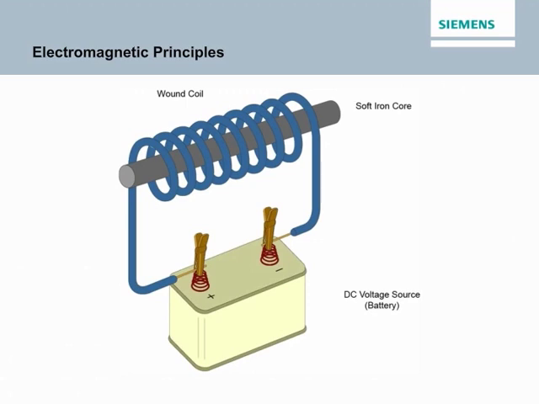Magnetic contactors utilize basic electromagnetic principles. To understand these principles, consider a simple electromagnet fashioned by winding a wire around a soft iron core and connecting the coil to a DC voltage source. Current flowing through the wire temporarily magnetizes the iron core coil. When the coil is disconnected from the DC voltage, the current stops and the iron core coil returns to its non-magnetic state.